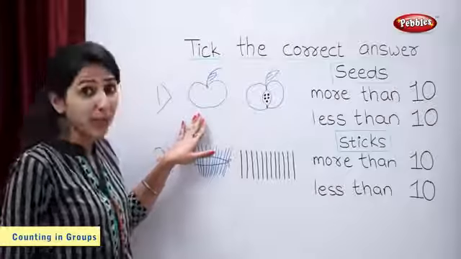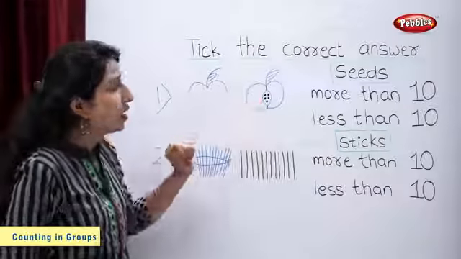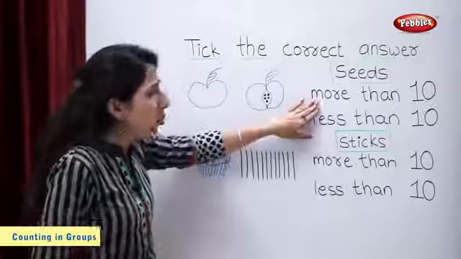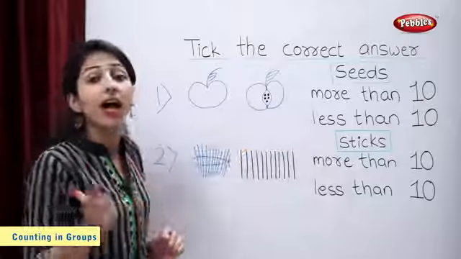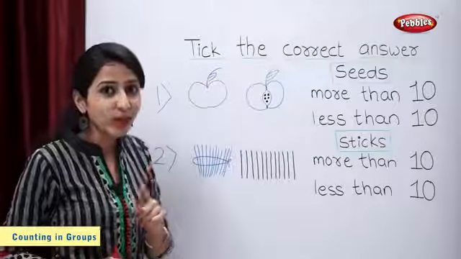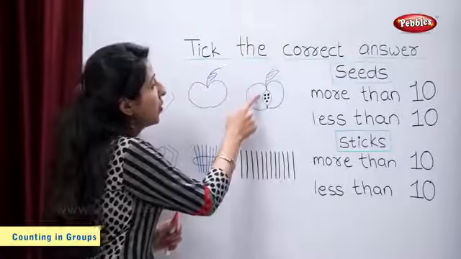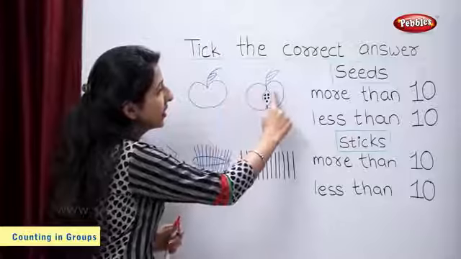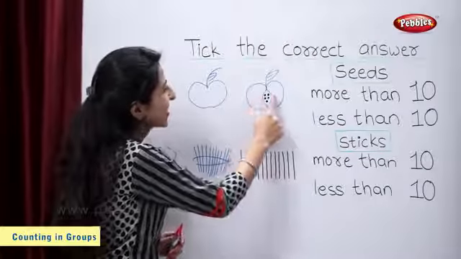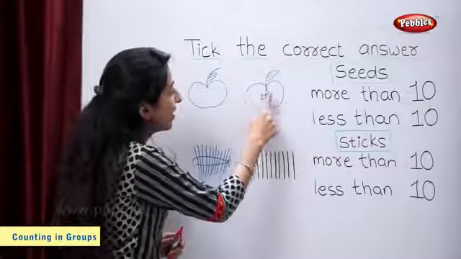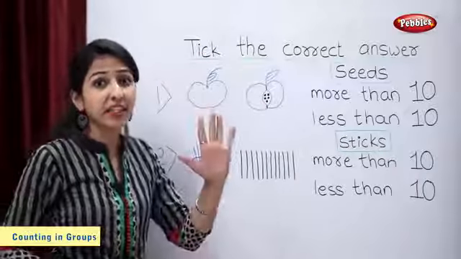This is an apple. It has some seeds. Seeds are more than 10 or less than 10. Let us find out. Let's count the number of seeds in this apple. 1, 2, 3, 4 and 5. So this apple has 5 seeds.